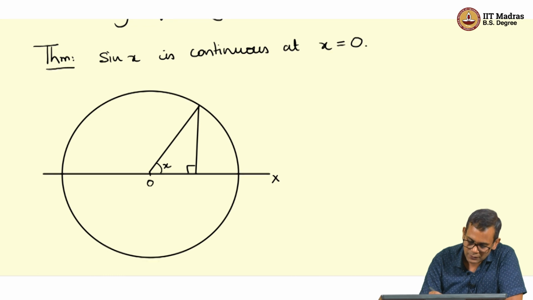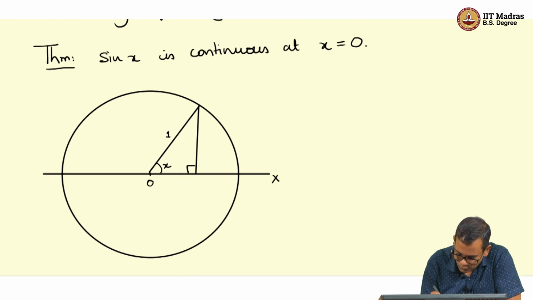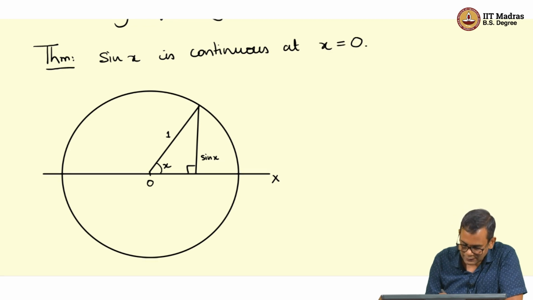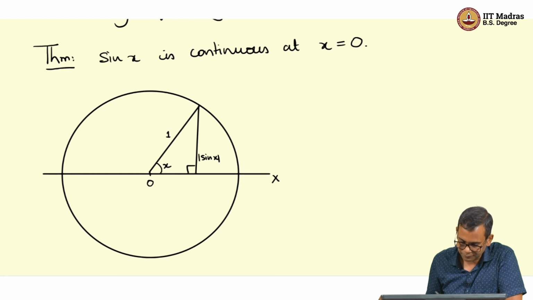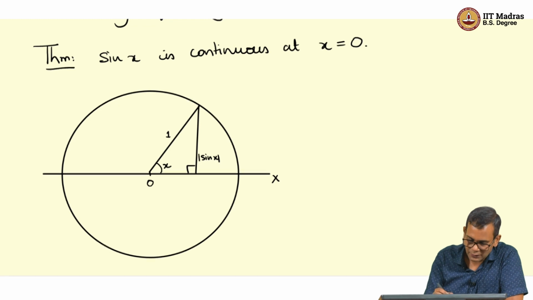Since it is a unit circle, this hypotenuse has length 1, and so this vertical has length sin x. If we are considering an angle x that is negative, then this will lie just below the x axis and sin x may be negative, but in any case this vertical line will always have length absolute value of sin x. The angle x is going to be measured in radians, so that the full circle has angle 2 pi.